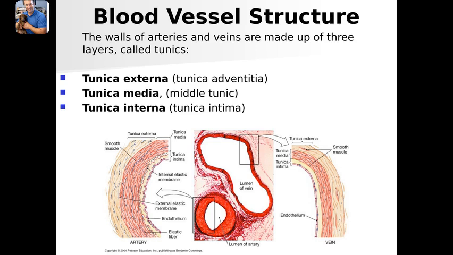Finally, the outside, or the tunica externa, otherwise known as the tunica adventitia, this is kind of like a connective tissue sheath. Think of like the outside of a garden hose that helps us maintain the integrity of the hose itself. So 3 layers, and that's what they do.